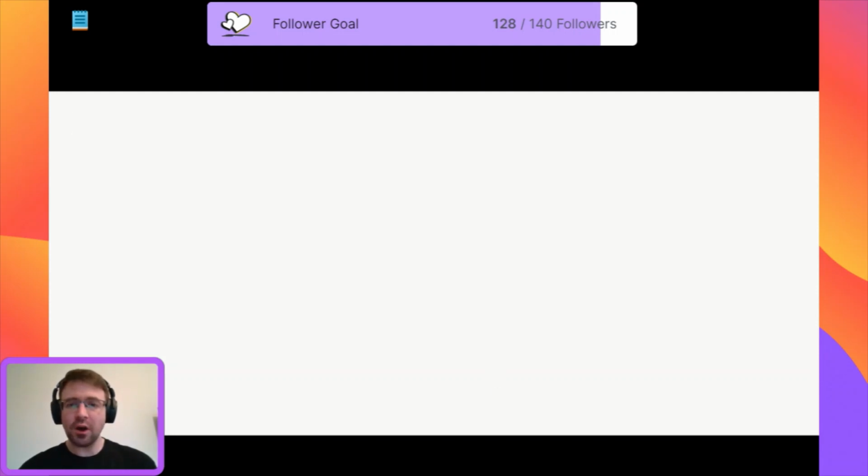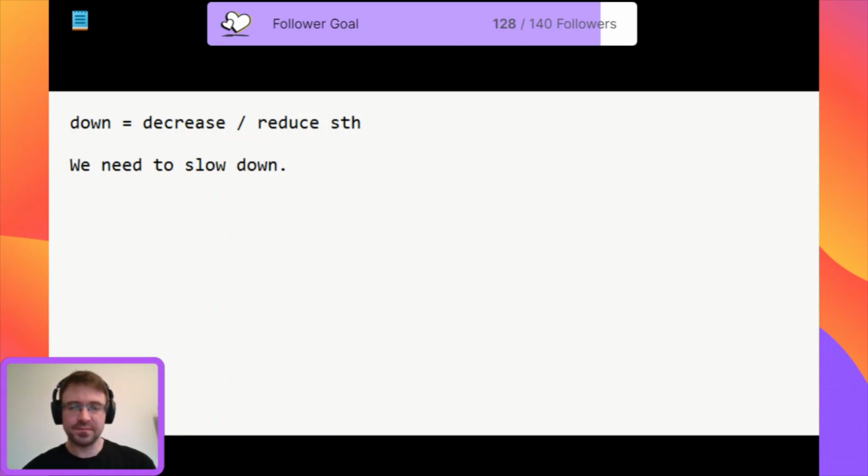Then we can look at the opposite of this, which is the word down. Down is usually an opposite with multi-word verbs, with phrasal verbs, and this usually means to decrease something or to reduce something. So for example, we can say we need to slow down. So we want to decrease our speed and go slower.